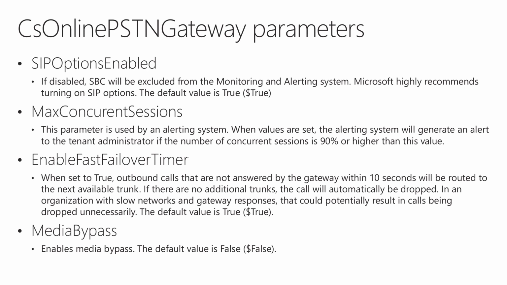The enable fast failover timer will fail over calls if the SBC doesn't respond in a timely manner. So this is usually a great thing because Teams tries to send a call to a user, the SBC doesn't respond, so it fails over to the next SBC. However, we've seen cases with slow networks where the SBC was not offline, it was in fact working, but didn't respond in time, and then it was a false positive to mark it as offline. If you are in such a situation, then you should disable the fast failover timer. And then finally, media bypass. You need to configure this if you want to use media bypass.